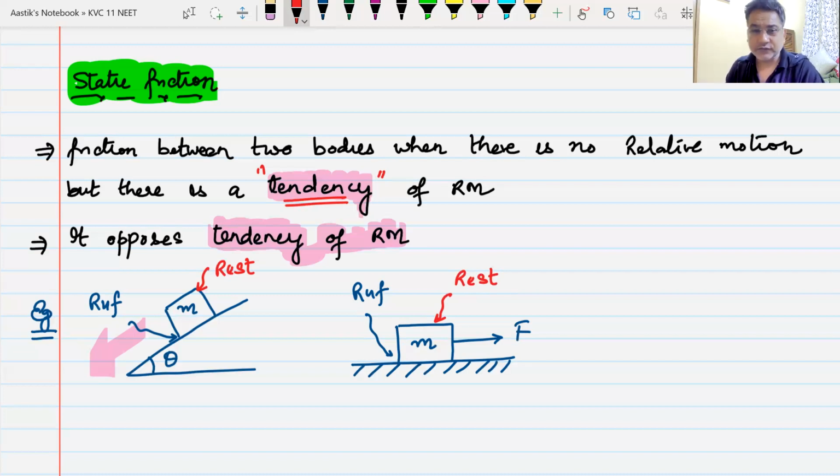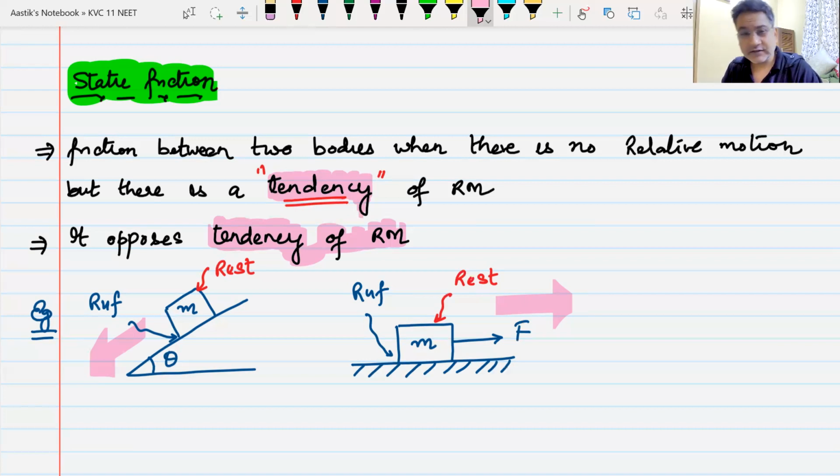Where does it want to move? In which direction does it want to move? Right. It wants to move in this direction because there is a force acting in this direction. It is trying to move in that direction, but it is not moving. It is at rest. Something is stopping it. What is that thing which is stopping it?